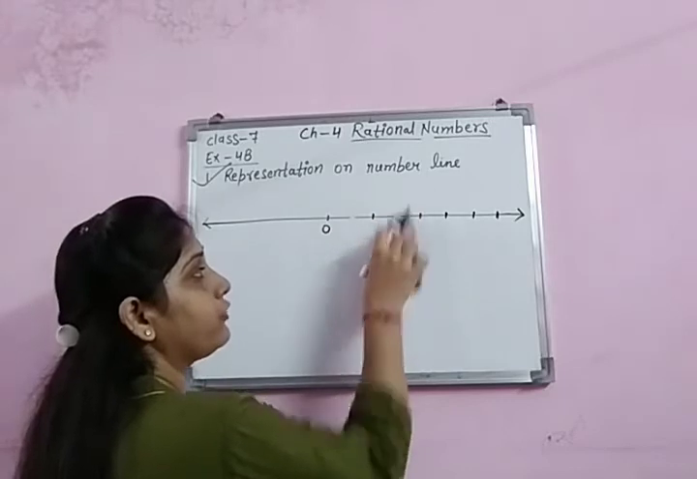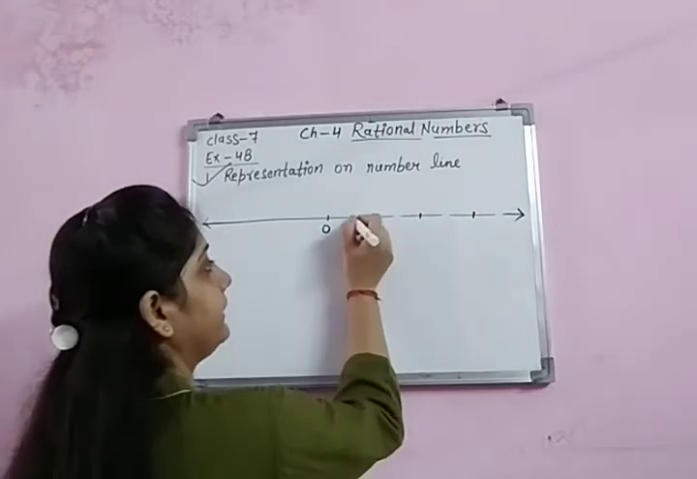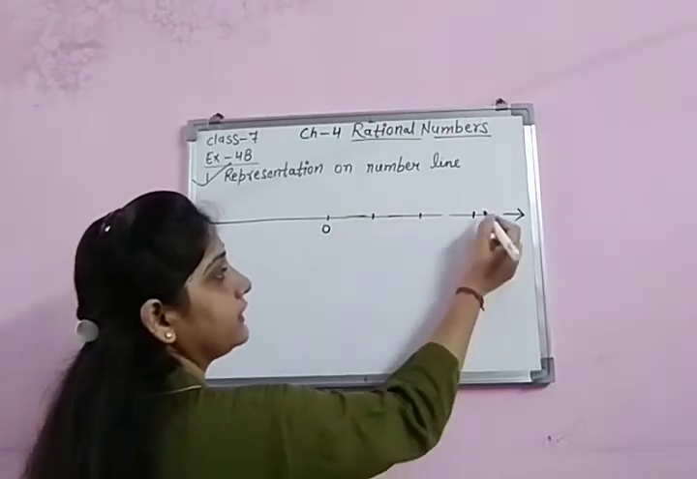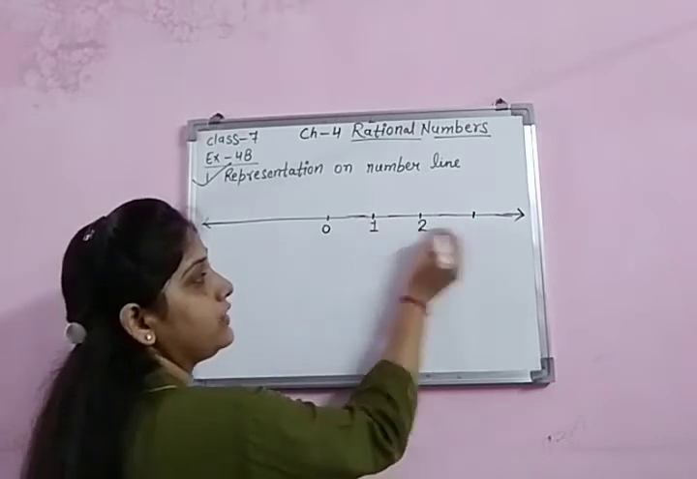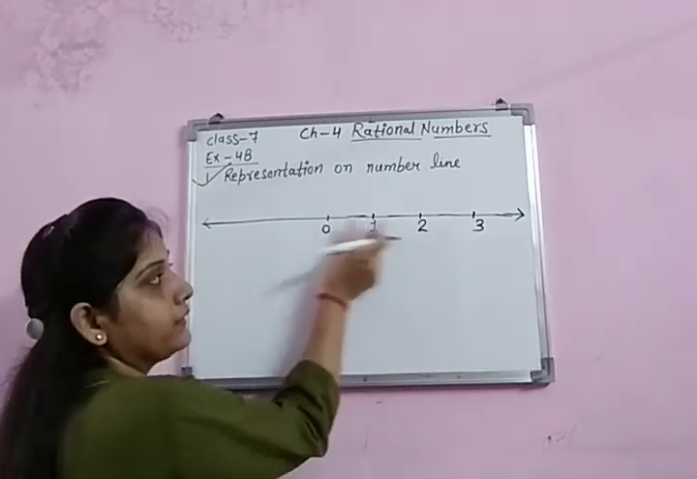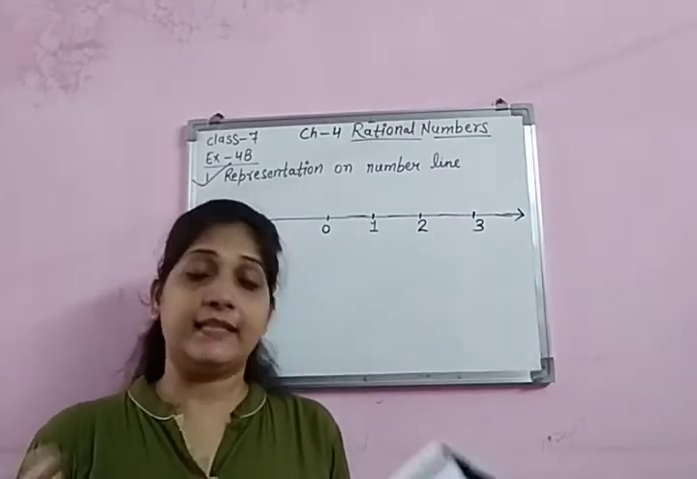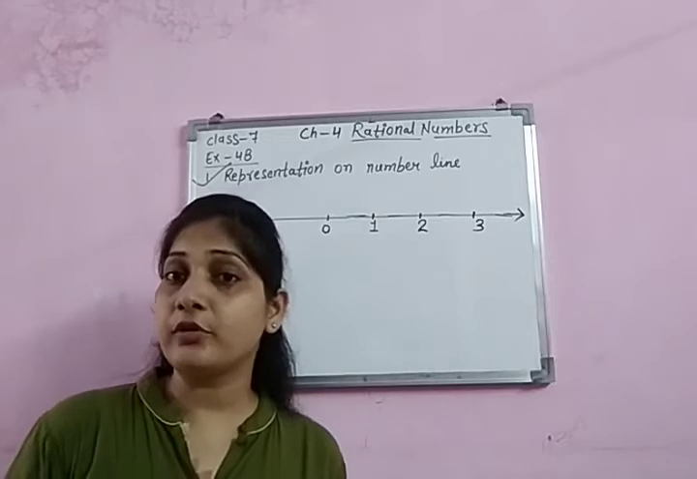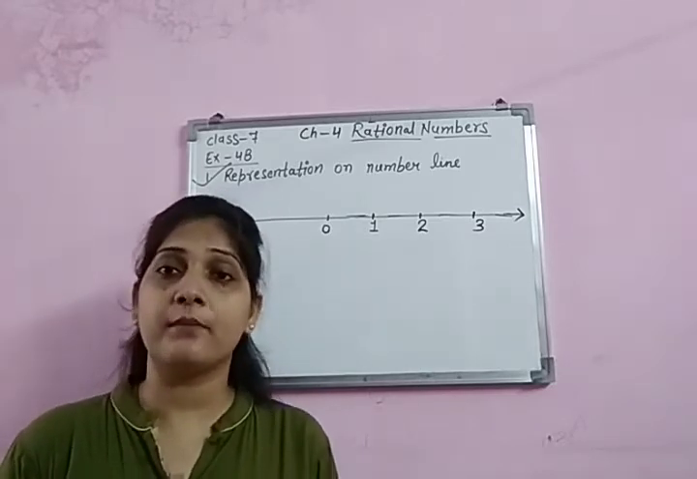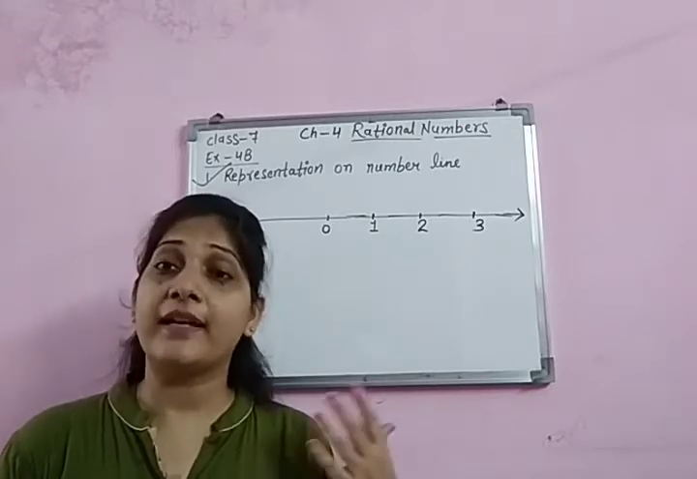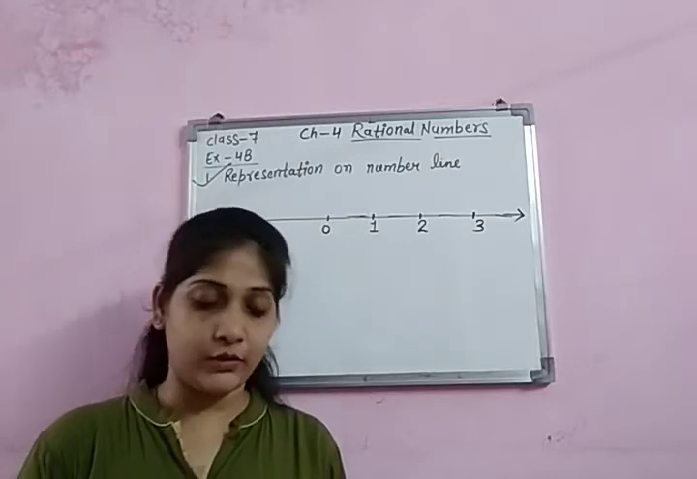Suppose I want to take of 2 centimeter. So the marks like that only. I think it's clear. So now 0. After this, I am taking 1, 2, 3. So this gap must be equal. Remember this. The second thing, then you have to check the rational number which is given to us. It is negative rational number or positive rational number. Whether it is proper, improper or mixed. So let's start with the questions.